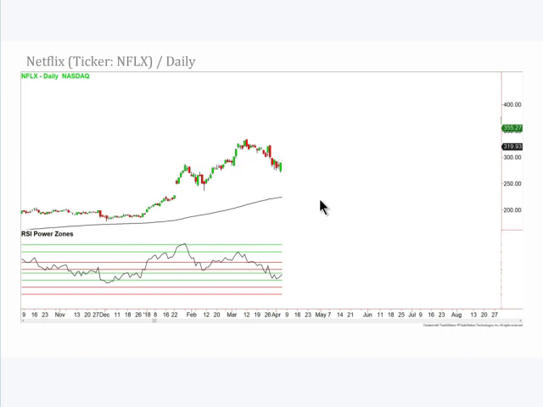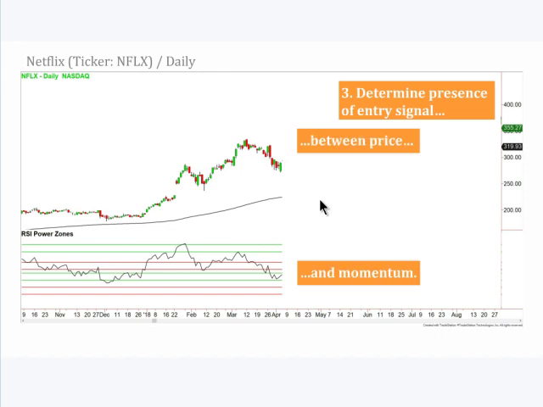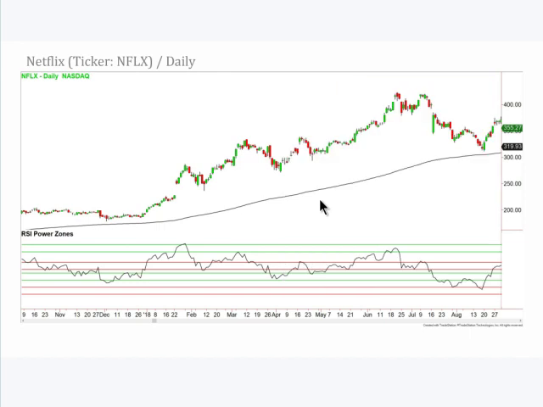The third step is where we determine the presence of an entry signal. And there was an entry signal here between price and momentum. And this signal alone, along with the understanding of the uptrend and the RSI power zones, allowed me to get my traders to take advantage of this move to the upside.